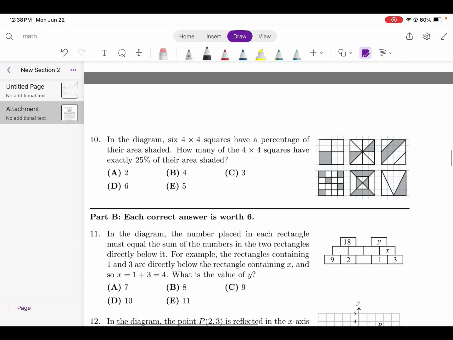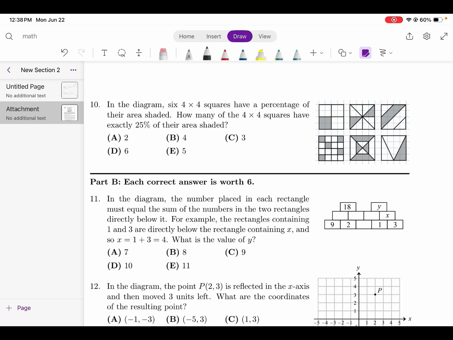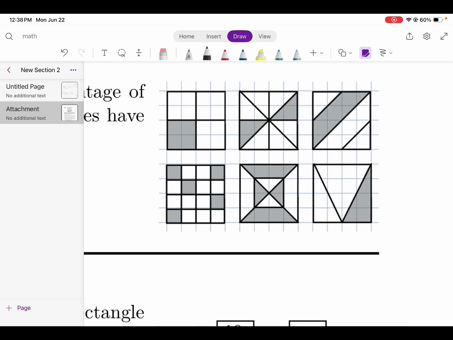Okay. And for question 10, how many of these 4x4 squares have exactly 25% of their area shaded? So if we look at them one by one, obviously the first one has a quarter shaded because it's split into 4 quarters and there is one that's shaded. For the second one, you could sort of move this over to this. And essentially you see that that's still 1/4 shaded, right?